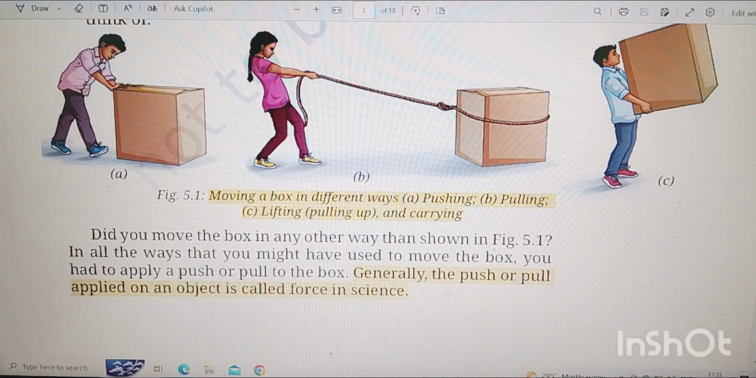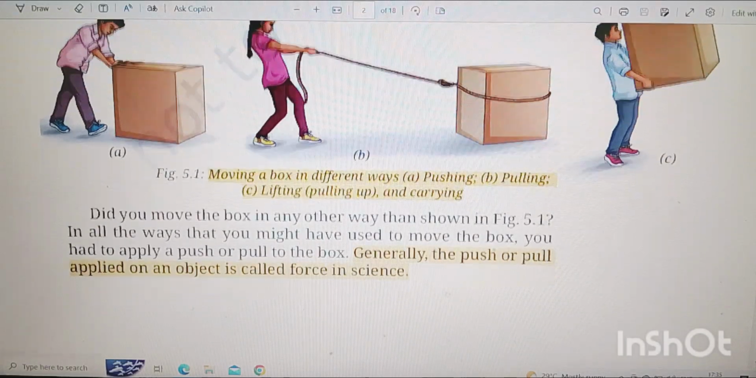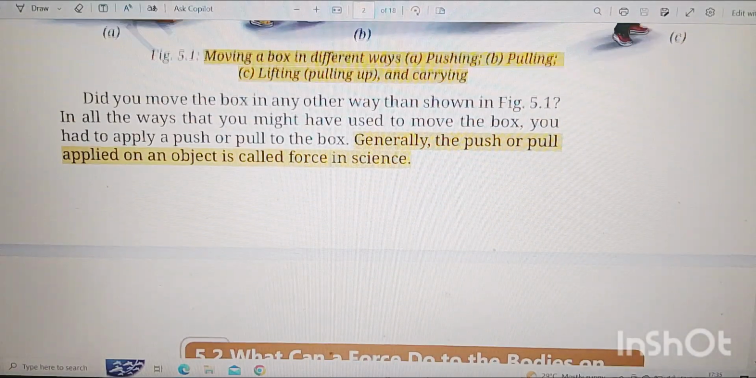So generally we can say a push or pull applied on an object is called a force in science. So basically the push or pull applied on the object is known as force. That is one thing you have to note.